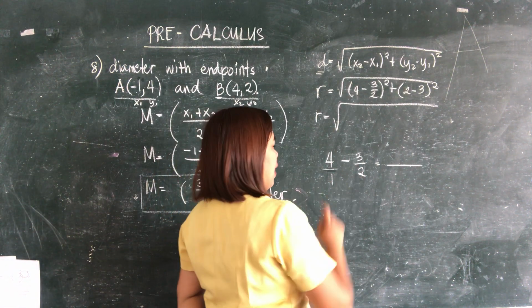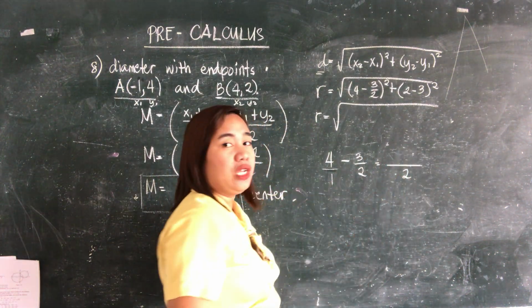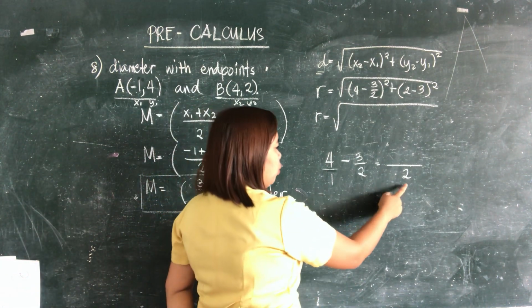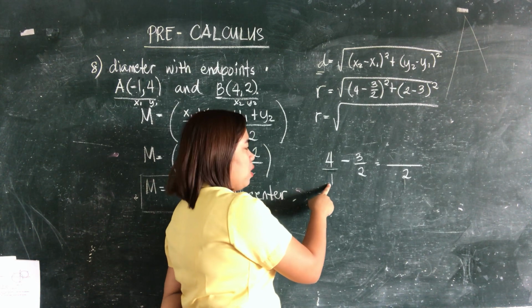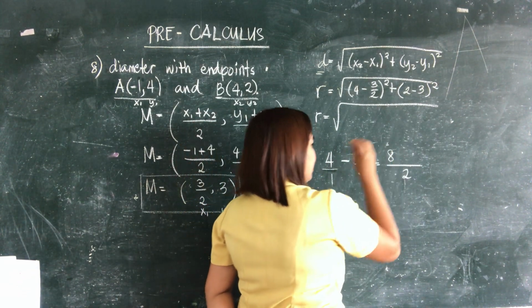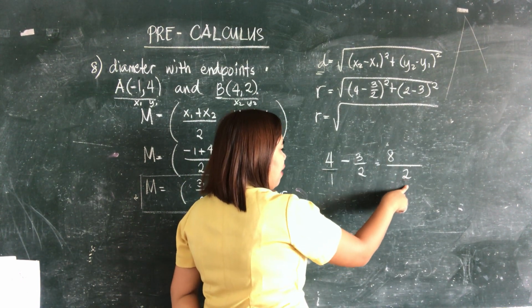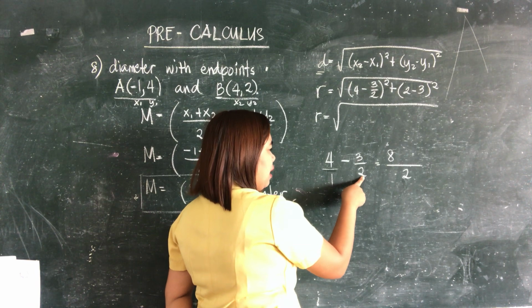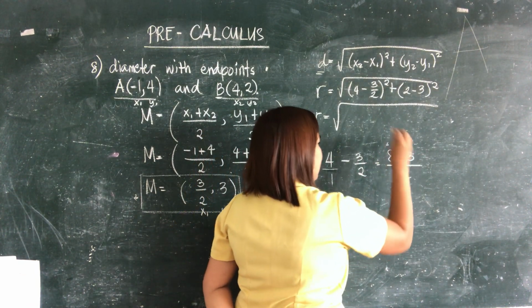So 1 and 2, yung LCD nila actually is 2. Once meron ka nang number na LCD, all you have to do, 2 divided by 1 is 2. Then 2 times 4 is 8. Next, again, the same process. 2 divided by 2 is 1. 1 times negative 3 is negative 3.